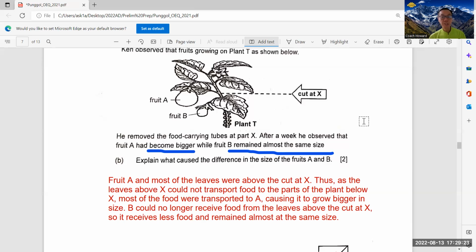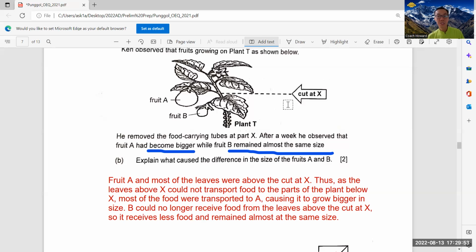Okay, so you need not follow exactly the same way which I wrote here, as long as your concepts are correct. Okay, as long as the context means here the leaves above fruit A, when they make food during photosynthesis, the food can be sent to fruit A. That's why it becomes bigger and bigger. Why become bigger? Because they cannot go down anymore, because that part below cut X, all the food carrying tubes have been removed. So they can only go to fruit A.